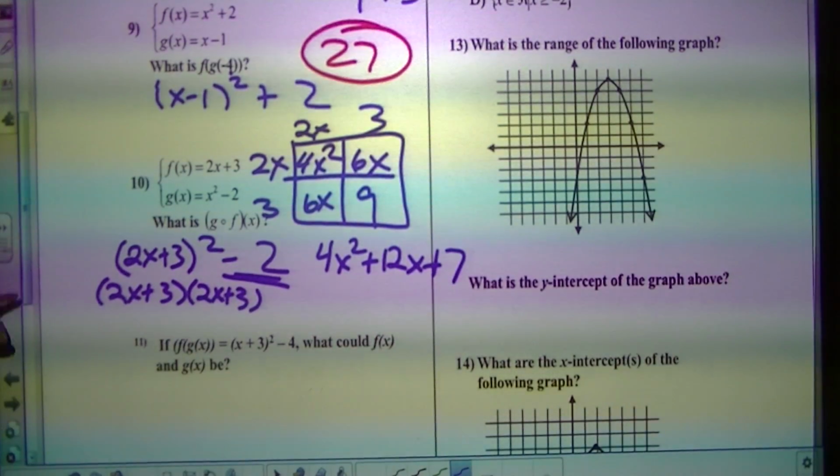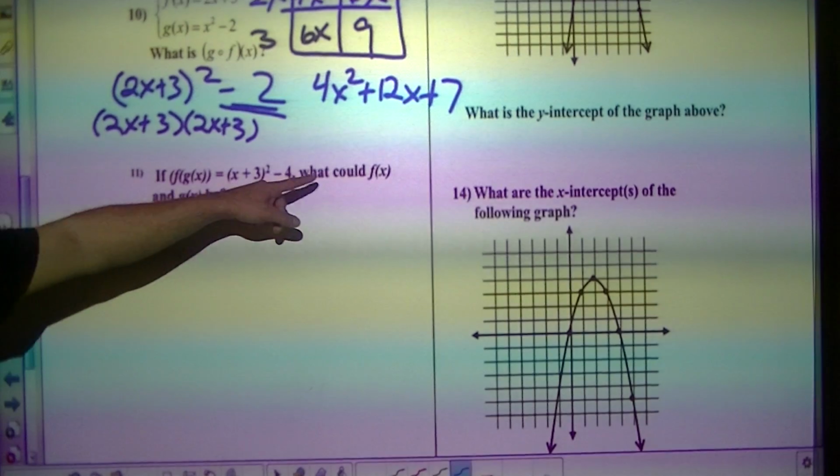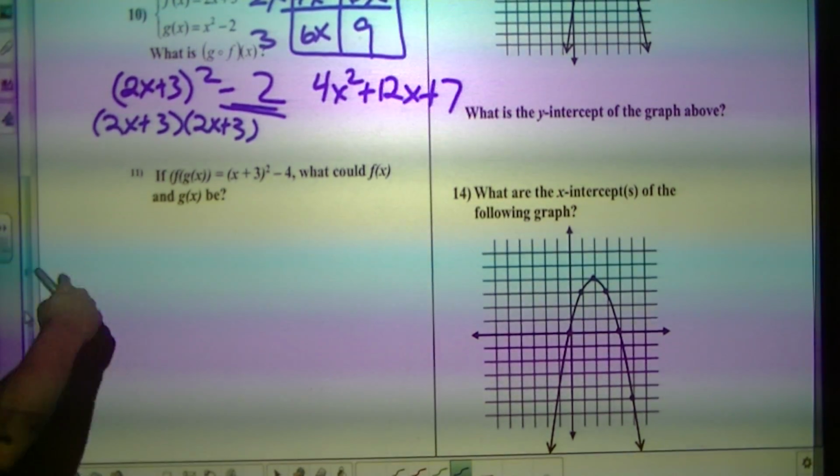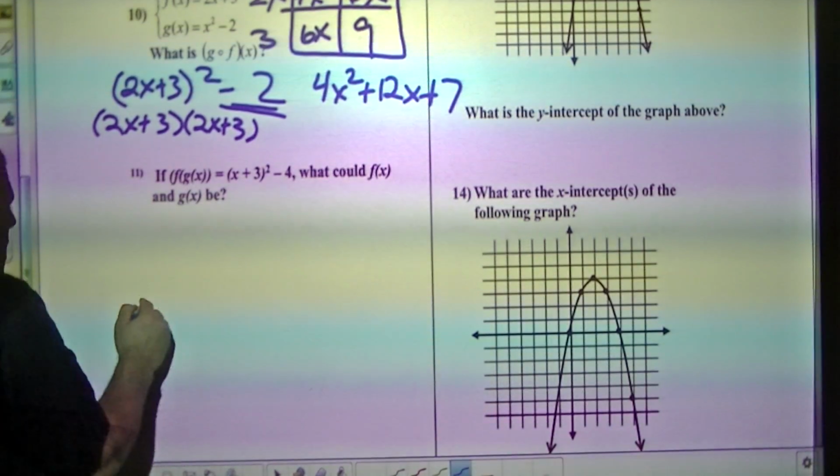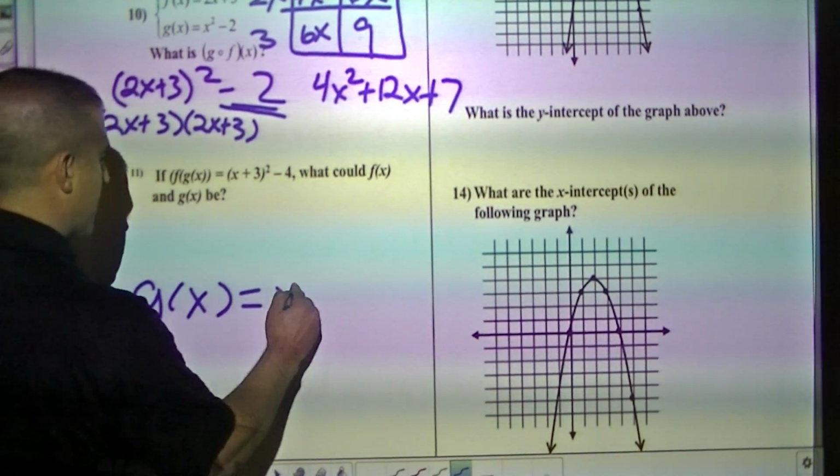Okay, all right. f of g of x. What could f be? What could g be? Now it's sort of like working backwards. The question you have to ask yourself is what went into parentheses? Okay, what went into parentheses was x plus 3.